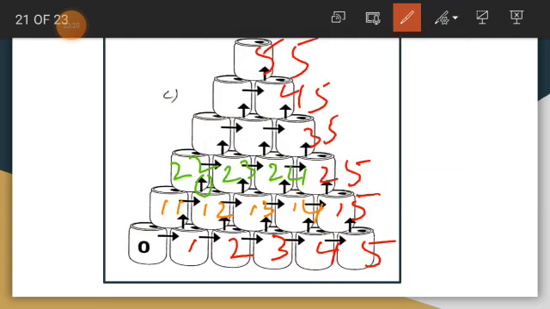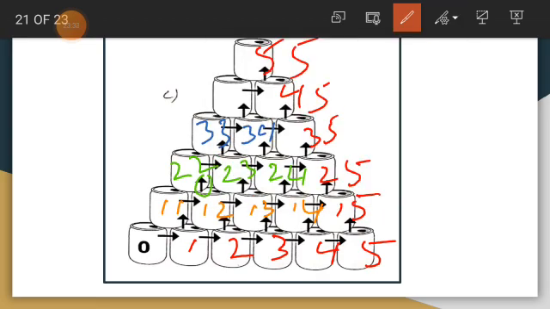Now here is the 23. Add the 10 in 23. What is the answer? 33. Add the 1 because the arrow is going towards the right side. So we are going to add the 1 in it. That is 34 and 35 is already there.